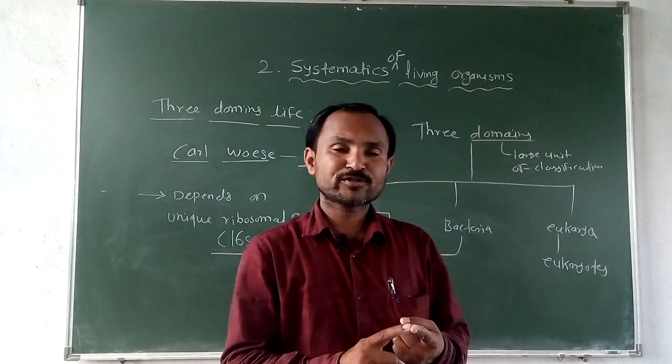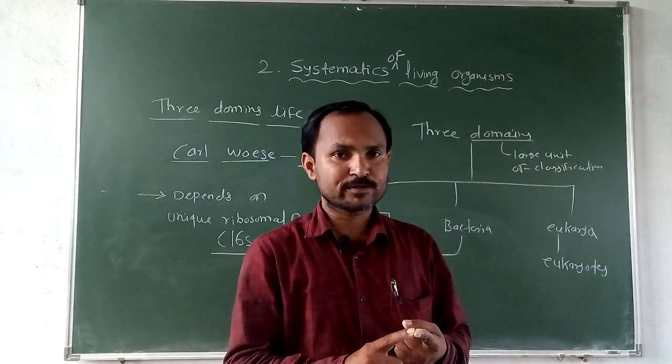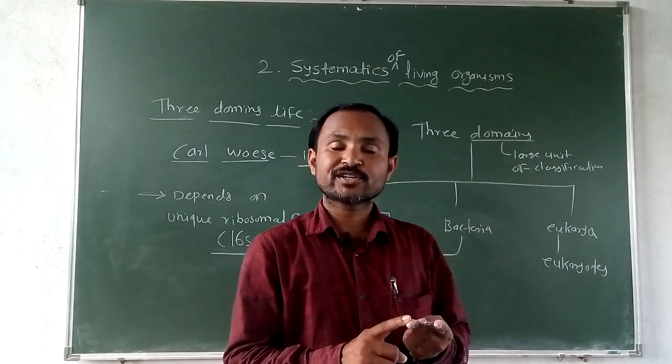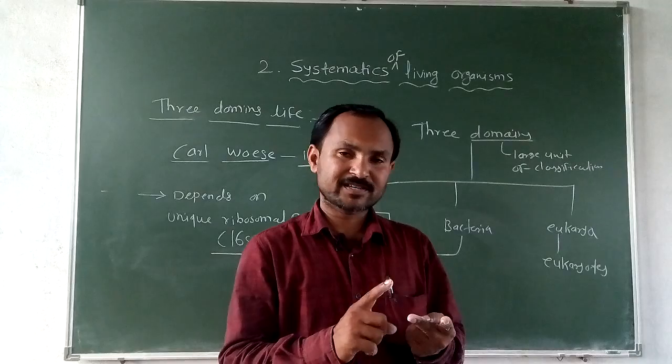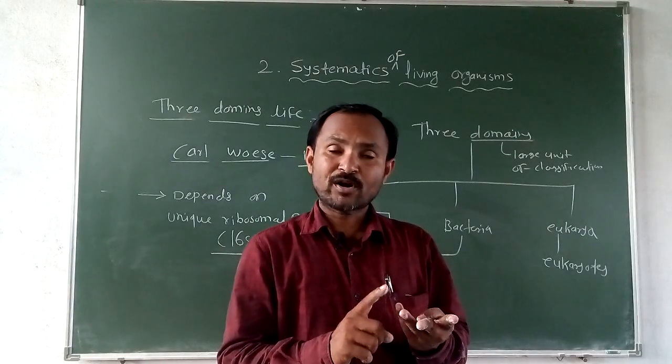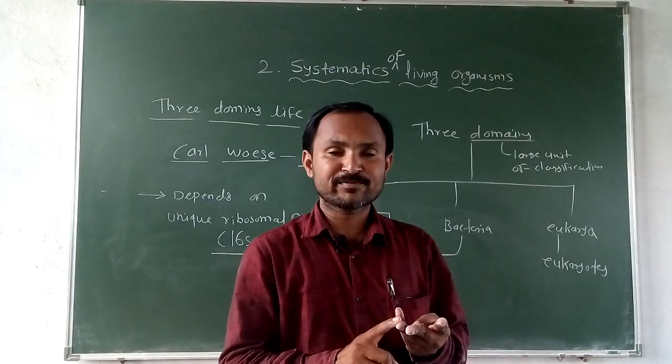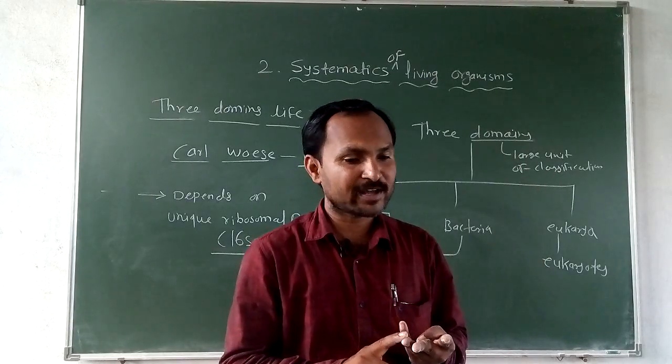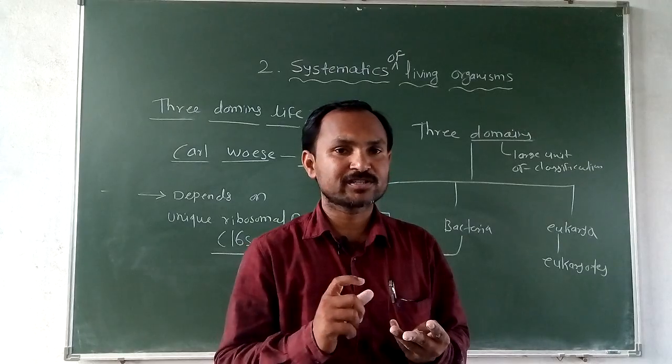This is about the three domains of life. Who proposed it? Carl Woese first. What are the three domains of life? Archaea, bacteria, eukarya. On what basis are the three domains of life made? That is based on the ribosomal RNA, particularly 16S rRNA.